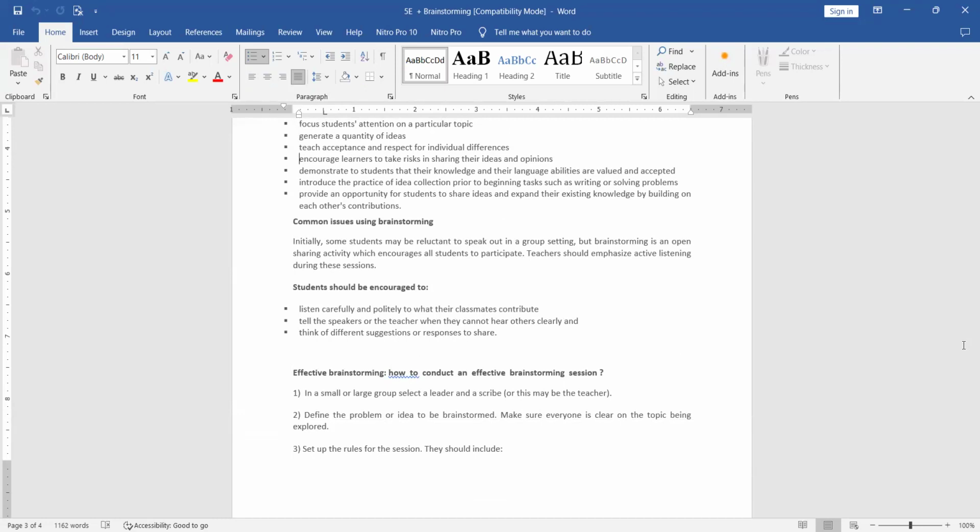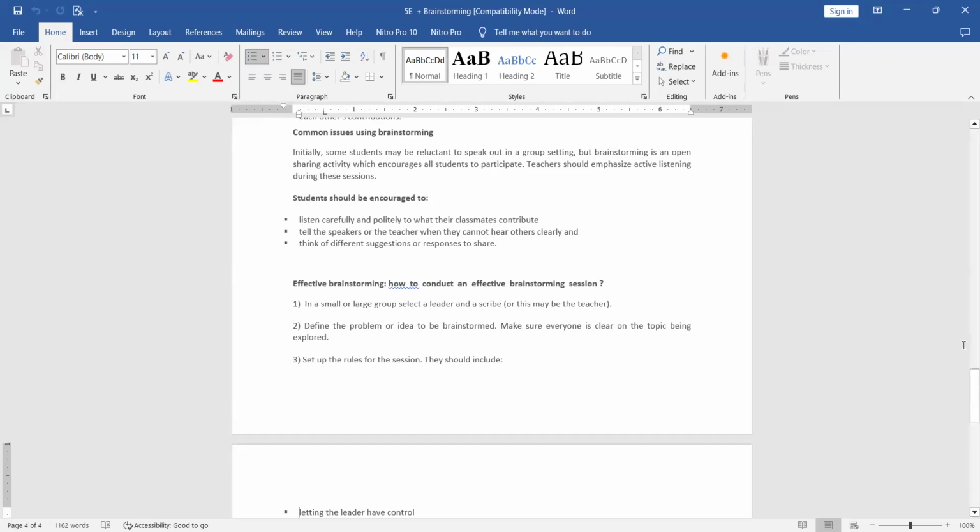In brainstorming, students actually develop their ability to listen and contribute and respect, express their ideas clearly, wait for their turn, accept others' views, etc. Okay. Effective brainstorming: how to conduct an effective brainstorming session.